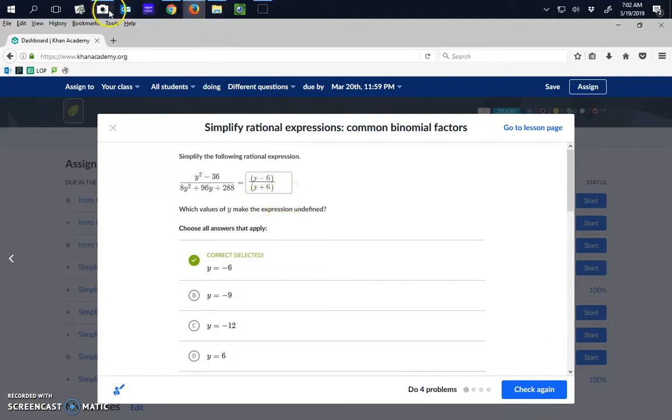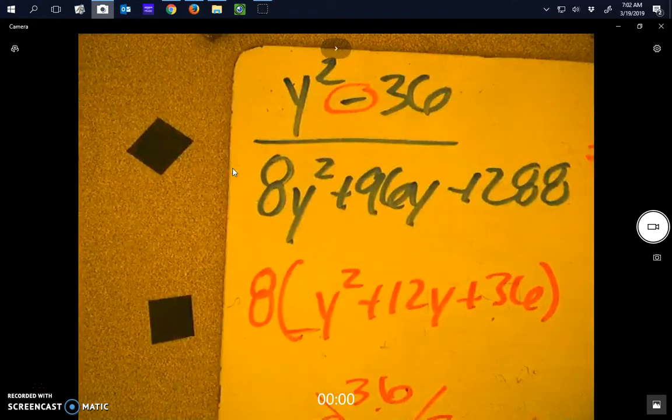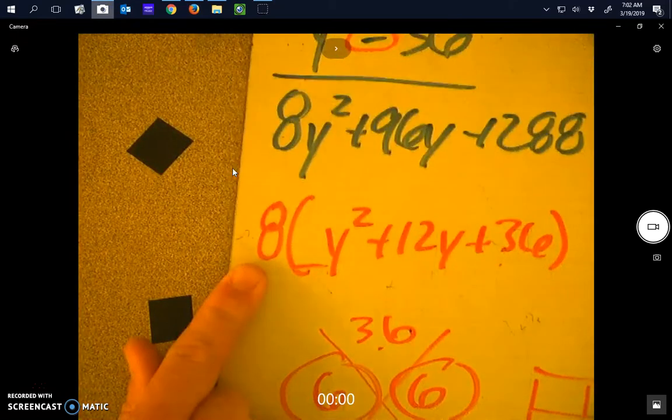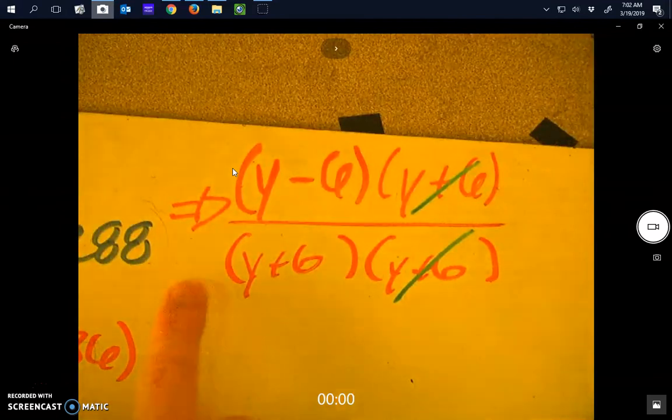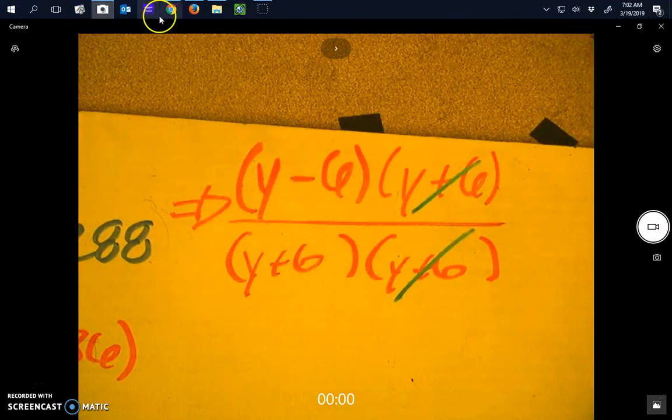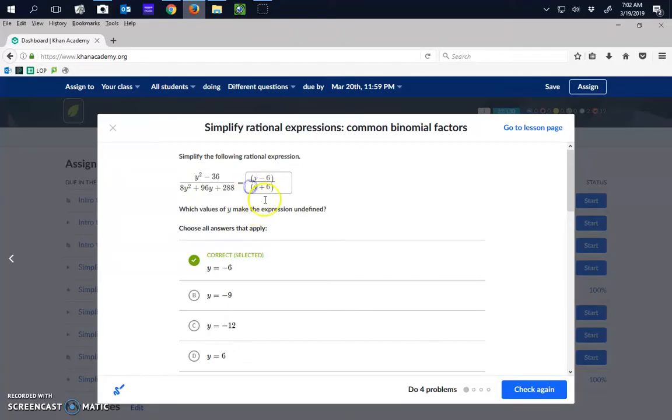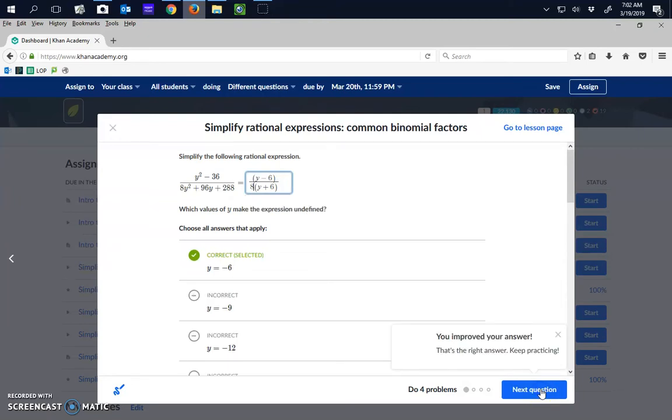Okay, and I actually made a mistake. I forgot my original 8 out here when I factored. So on the bottom, my denominator, I should have an 8 out here. That's what I got wrong. So we'll go back over here, put an 8 here, and check again. There you go. Okay, next question.